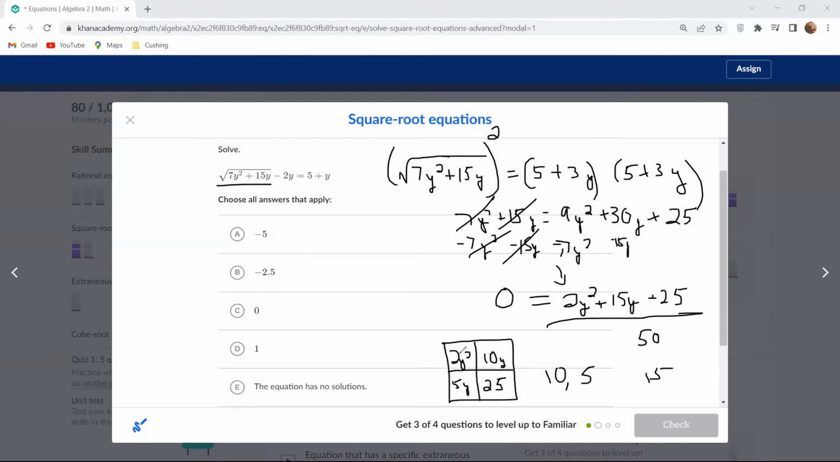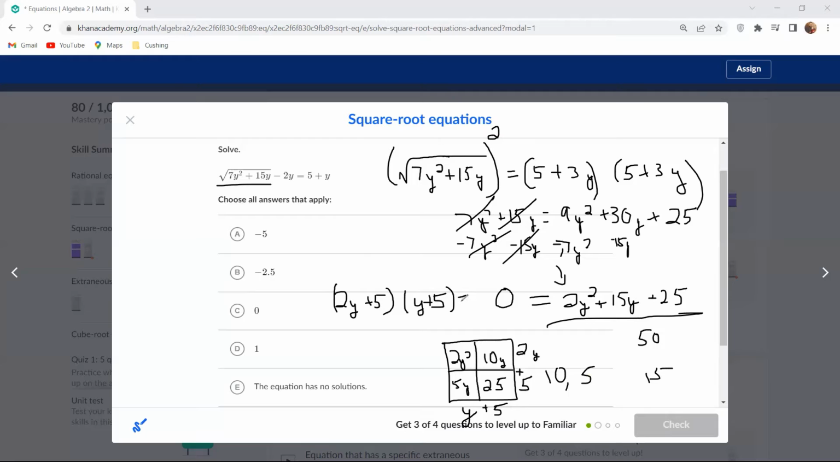This is box method. So the greatest common factor between 2y squared and 10y is 2y. Greatest common factor between 5y and 25 is 5. And I'm going to add these two. Everything's positive. I can pull out only y from here. And then here I can pull out 5. So plus 5. So I'm going to factor this as 2y plus 5 times y plus 5.